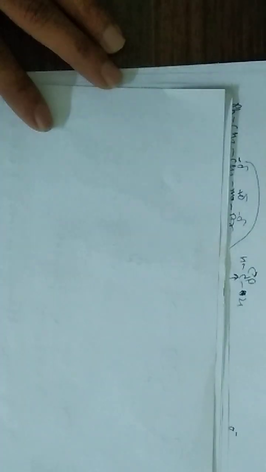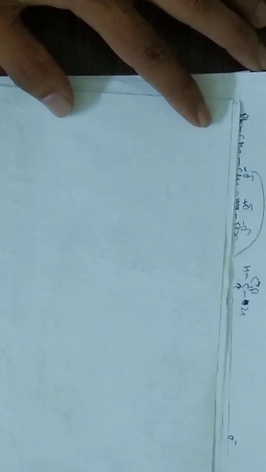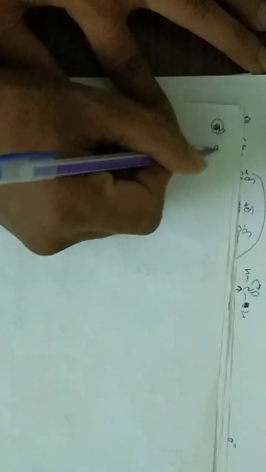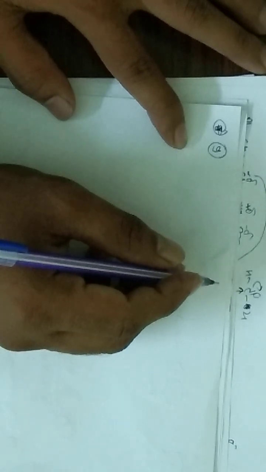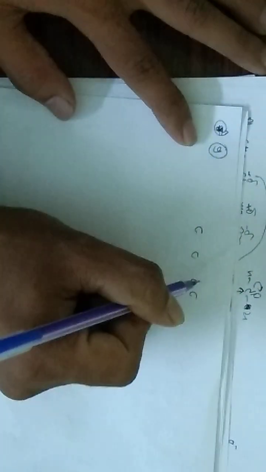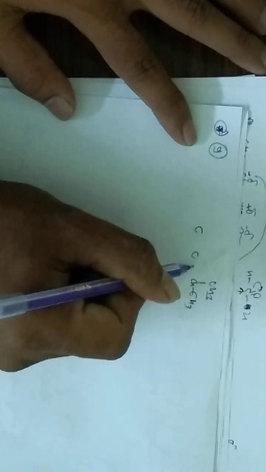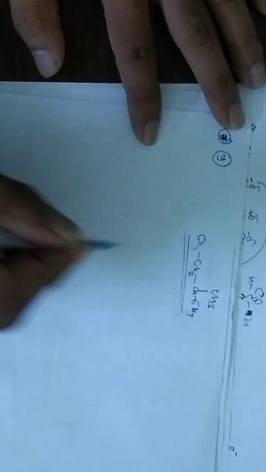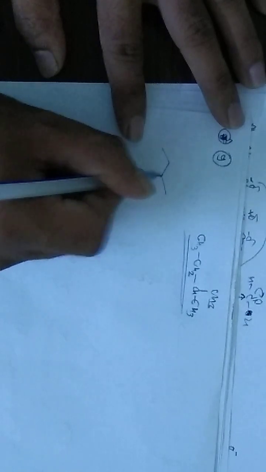Now the next question is: the number of isomeric products formed in the monochlorination of 2-methyl butane in presence of sunlight. Which reactant is given? 2-methyl butane. Butane means 1 2 3 4. At the second position CH3 is there, another CH3, CH, CH2, CH3. Here I am writing the bond line structure of that, 1 2 3 4. Here one CH3 group is attached.